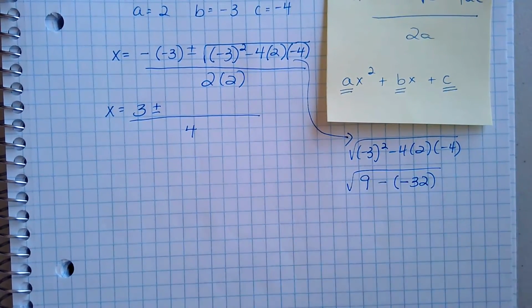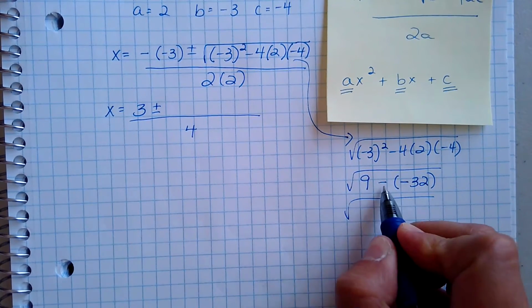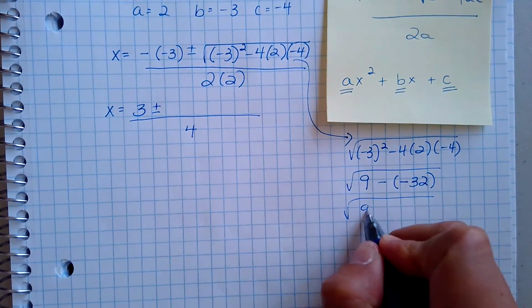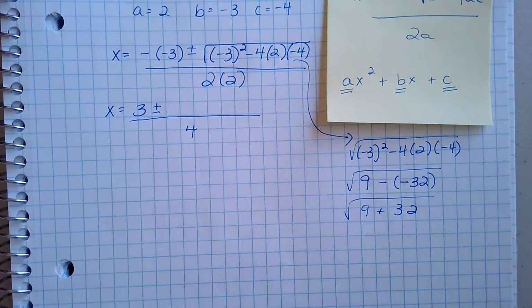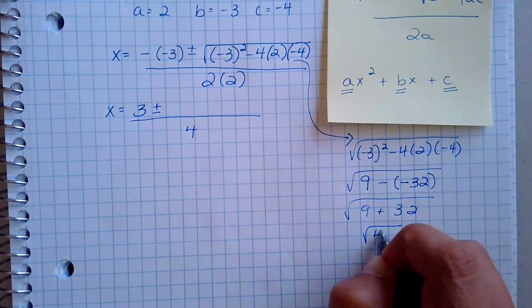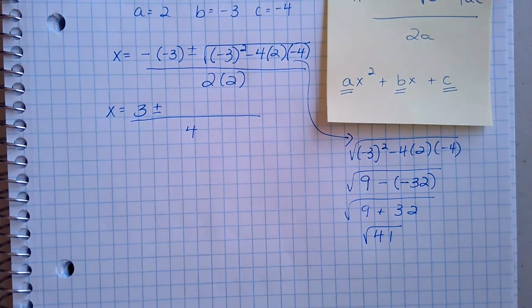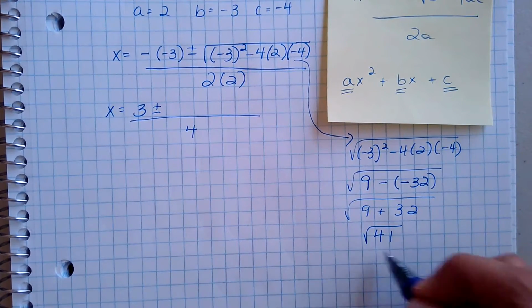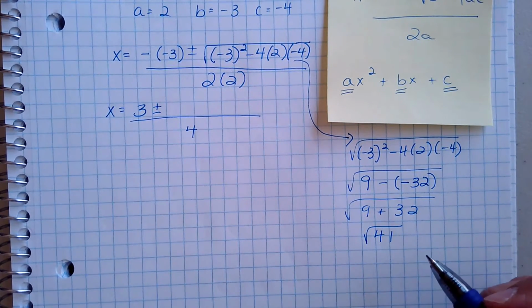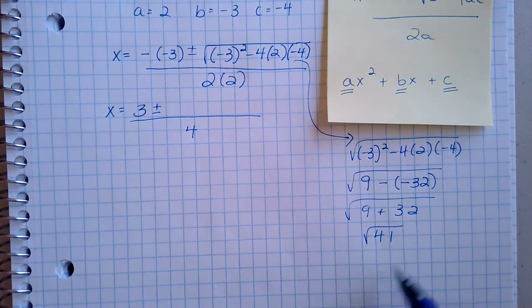So that's still under the square root. And then we get 9 minus a negative, which is positive. So 9 plus 32. 9 plus 32 is going to be 41. That's not nice. Okay, so we're just going to leave it as root 41. If this was, let's say, 42, you can't simplify that, but let's say it was 40 and we could simplify that, we would want to do that.